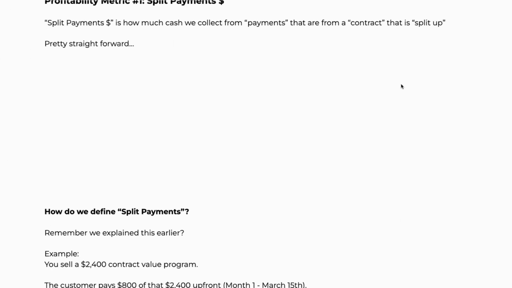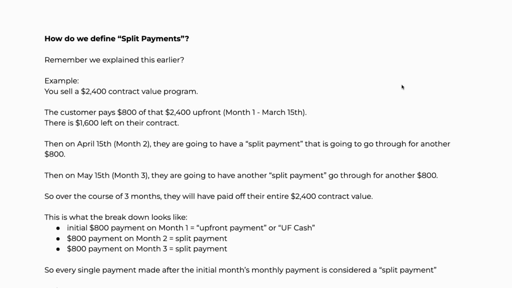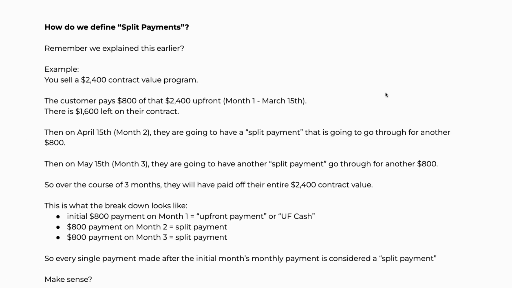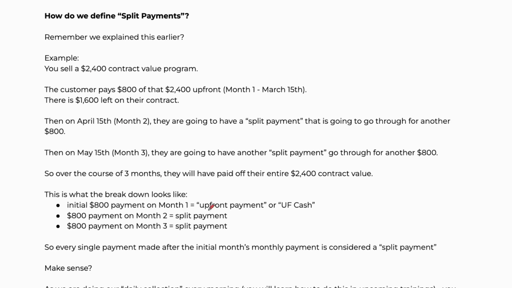Of course, in terms of how we define split payments, we did talk about this as well, right? So the very first payment that the person makes on the actual strategy session, or the first month that they sign up, that first payment out of their 3 payments, right? So we've got 800, 800, 800. That first payment is what we would define as upfront payment or upfront cash. Okay, so that is an acquisition metric. We've already talked about that. However, month 2 and month 3, these payments right here, these are what we call split payments.